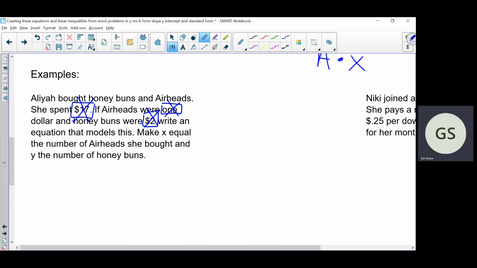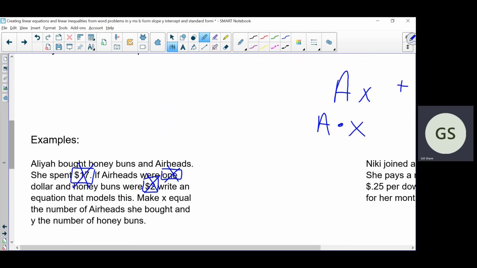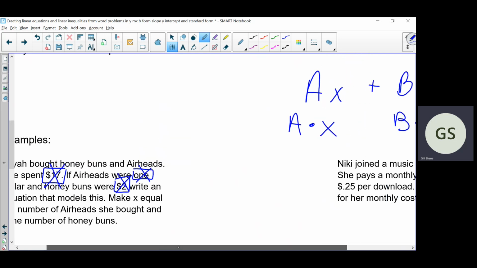Yeah, every time I think of the cost of the airheads, I'm multiplying $1 times how many airheads. That's multiplication. What's the same thing for honey buns? I'm going to have to multiply that 2 times how many honey buns. So I'm multiplying with airheads and I'm multiplying with honey buns. That's multiplying twice. The only equation where you multiply twice is that one over there.